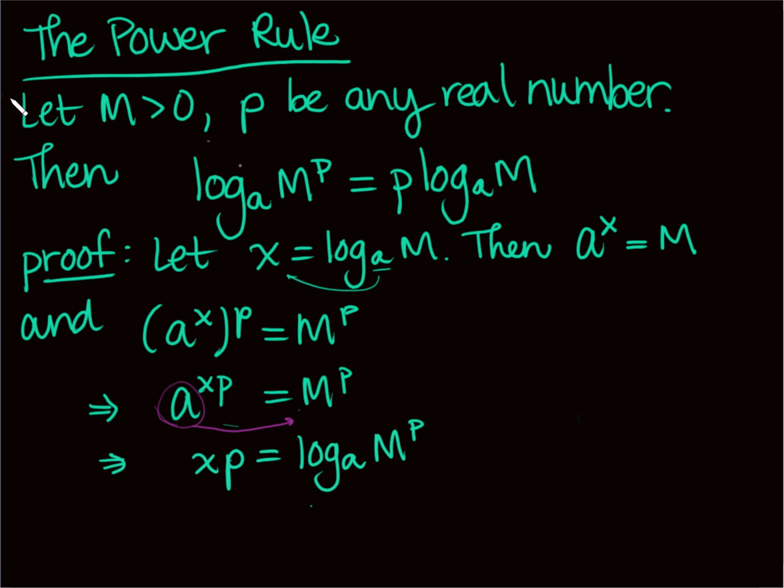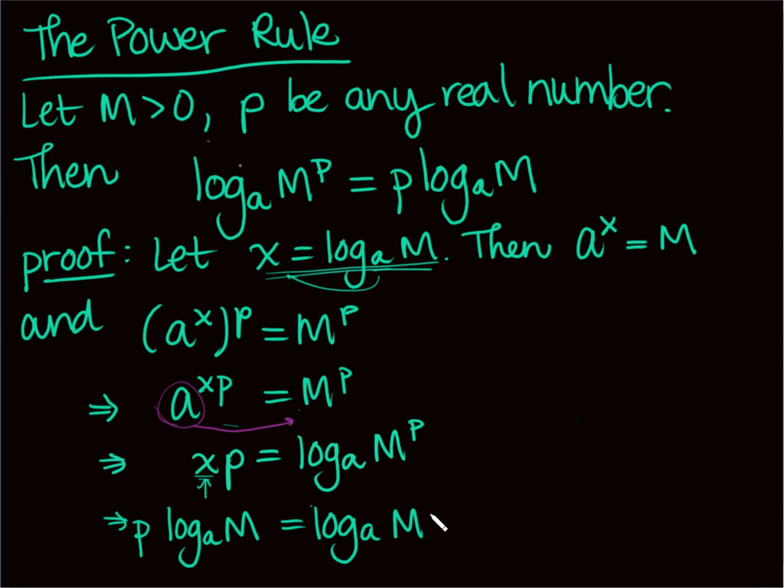But what is x? I have defined x to be log base a of m. So this becomes log base a of m, multiplied by p, but multiplication is commutative, so I can just put that p in front. Look at that. And that shows me that my power rule actually works.